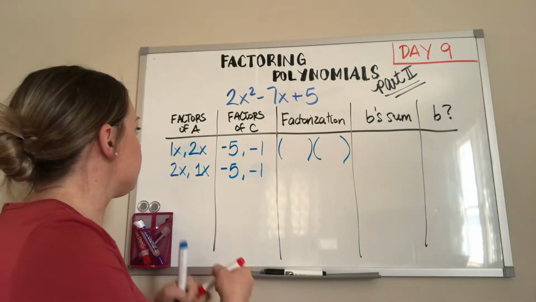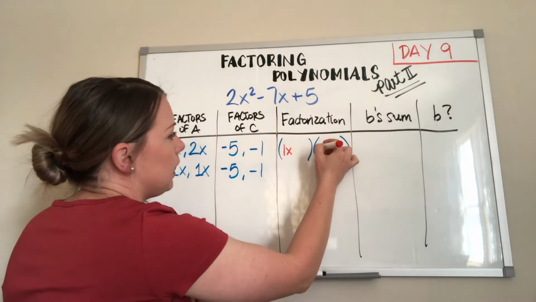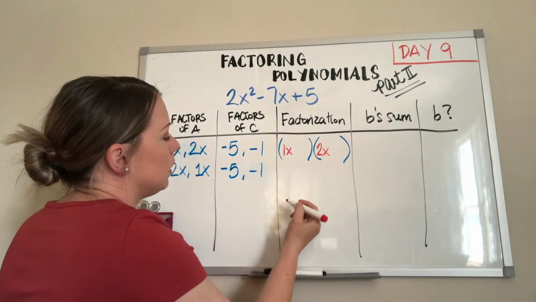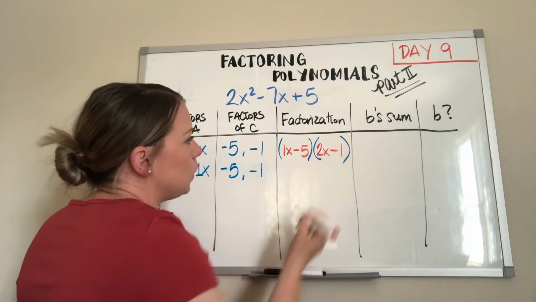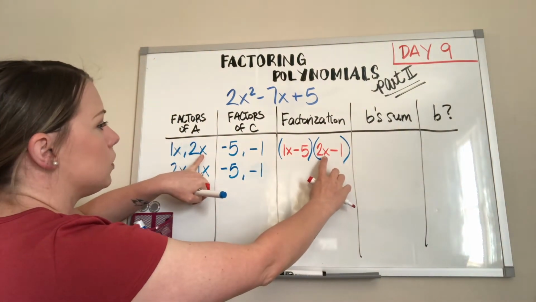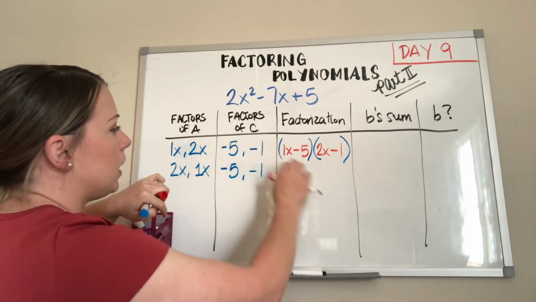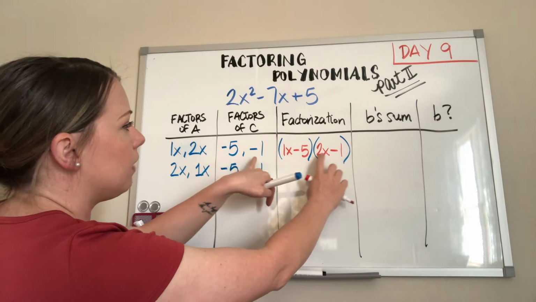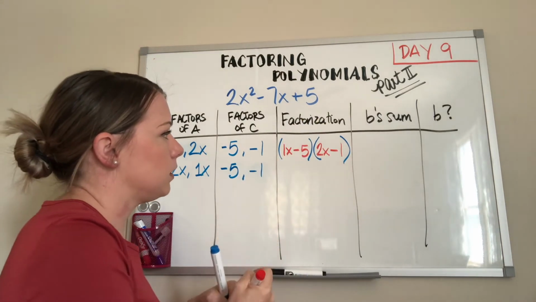So that means I would have 1x, and then I would have 2x, and then I would have -5, and then I would have -1. So again, 1x, 2x, those go first because those multiplied together would get my 2x, and then I have -5 and -1 because these two multiplied would get that +5.